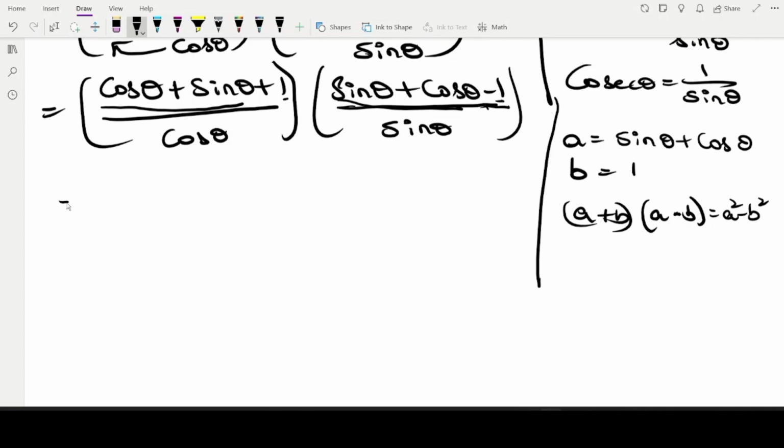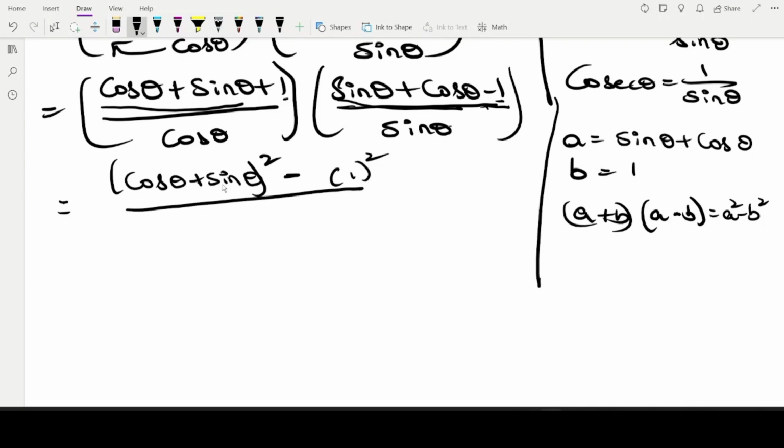So this becomes, what is a here? Cos theta plus sin theta, or sin theta plus cos theta, it's up to you, whole square, minus what is b here? B is 1. So 1 whole square, divided by cos theta into sin theta. Now we know that the formula for a plus b whole square is a square plus b square plus 2ab. Now let us substitute them.